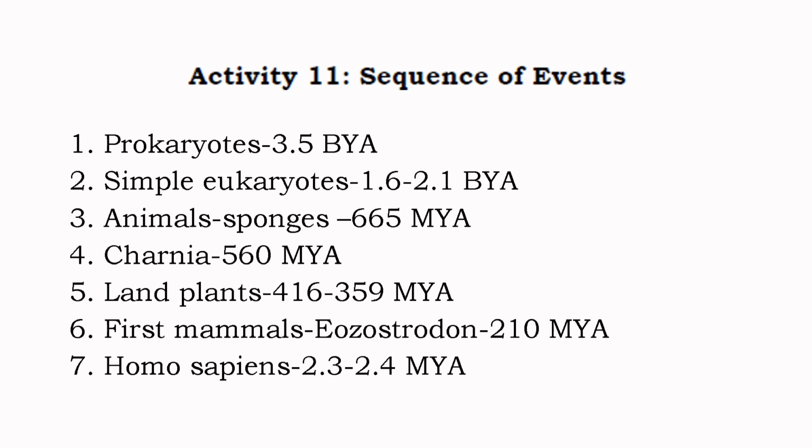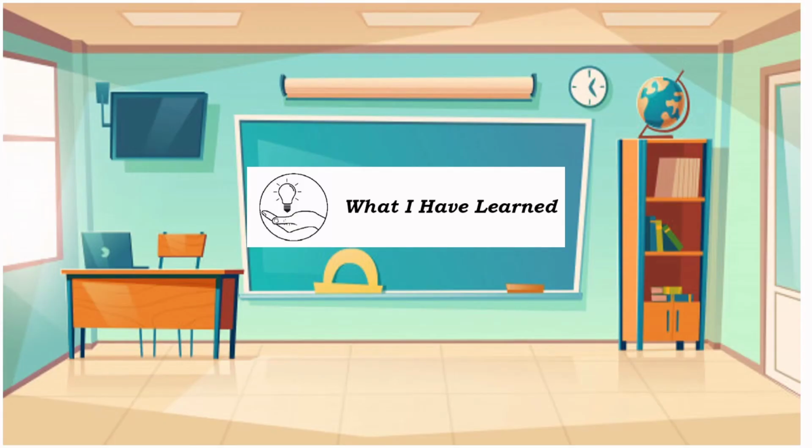That is all for the Activity 11, Sequence of Events, Activity Answers. I hope you have done it all correctly. Now let's proceed to What I Have Learned. This includes questions or blank sentences and paragraphs to be filled in to process what you have learned from the lesson.